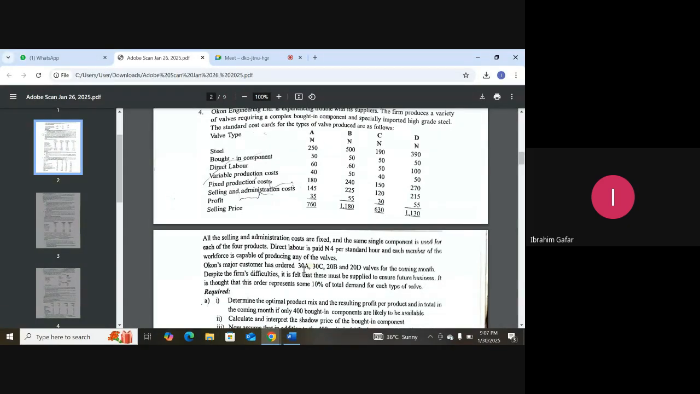Ocon's major customer has ordered this valve for the coming month despite the firm's difficulties. Imagine when they say despite the firm's difficulties, and we are told that Ocon's major customer has ordered component A, component B, component C, component D, despite the difficulties. So you know that the difficulties they are talking about are based on that component. Are we together?